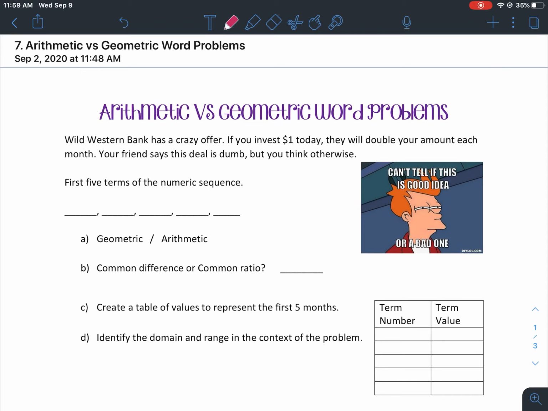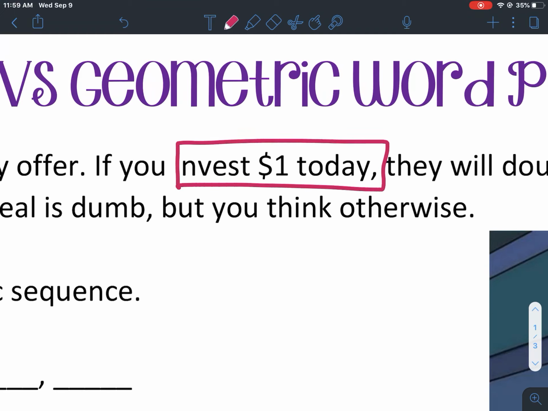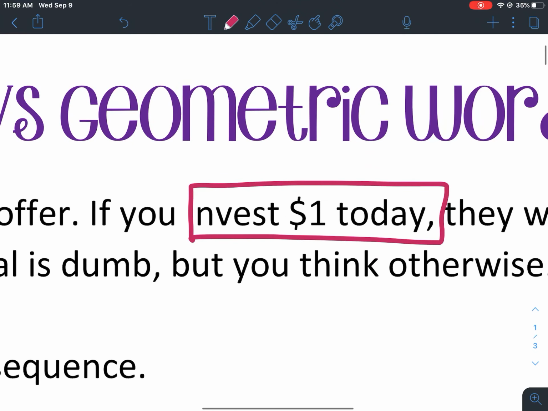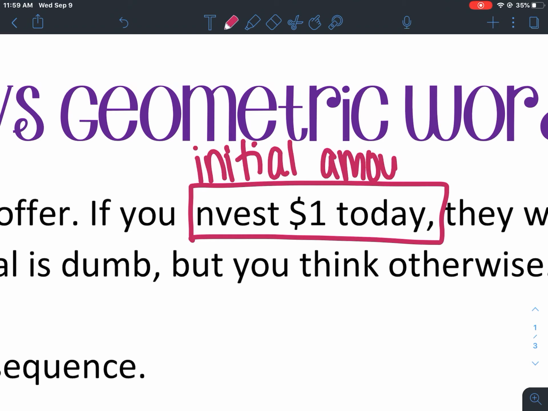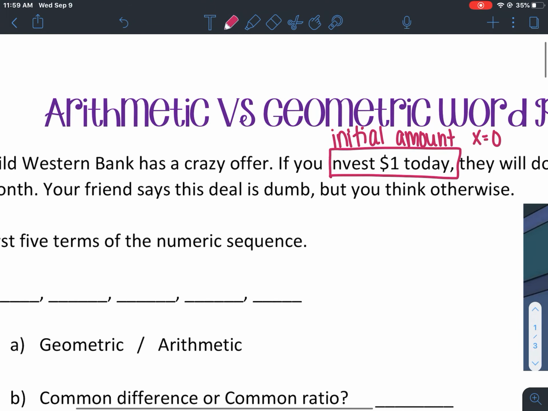So list the first 5 terms of the numeric sequence. Well, our initial investment, $1 today, is not our first term, remember. This is the initial amount. If we're looking on a graph, this is our y-intercept. So initial amount when x equals 0.